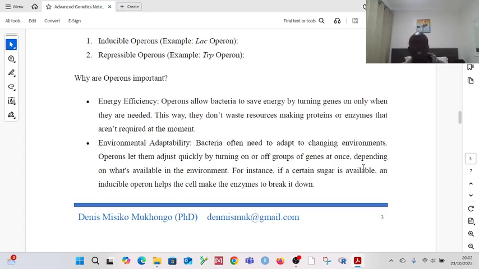environment. If the sugar that was present in the environment is no longer present, then the operon or the bacteria will turn off the genes. The genes were turned on because the sugar was present. But now that the sugar is absent, the operon, the bacteria will switch off the genes. So there will be no enzyme formed because there is no longer sugar that is present because the environment has changed.